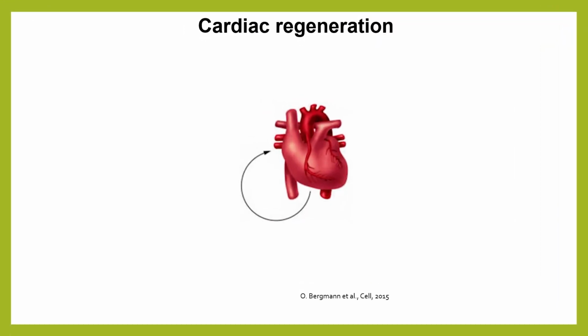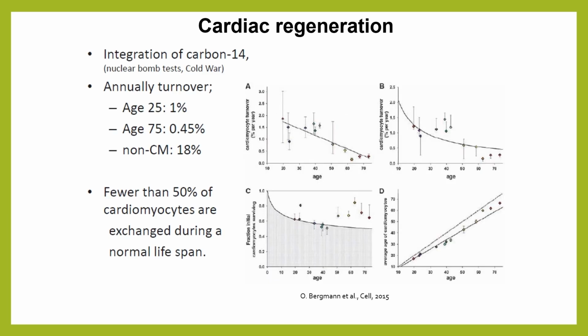As a classic example of this phenomenon, let's look at the cardiac regeneration potential. For many years, the heart was considered to be a post-mitotic organ, which means that it has absolutely zero intrinsic regeneration mechanism. However, the work of Olaf Bergmann, who did the carbon-14 study, has shown that that is not completely so. In early years of human life, it has about 1% annual turnover of the cardiac myocytes, which later in life becomes as low as 0.45% per year.